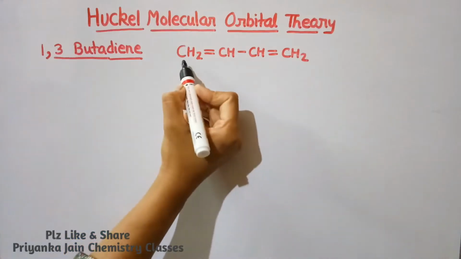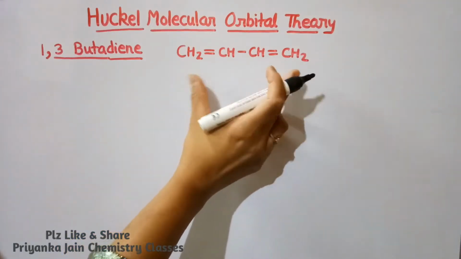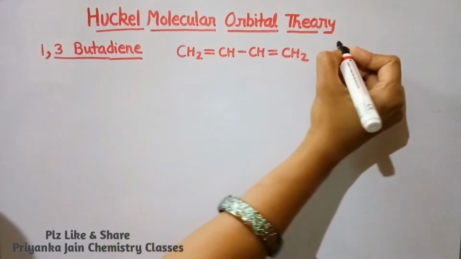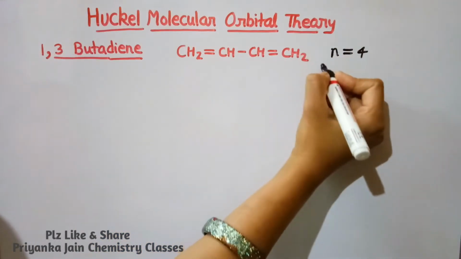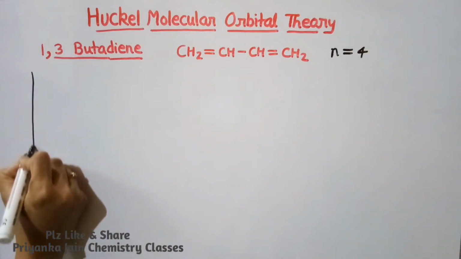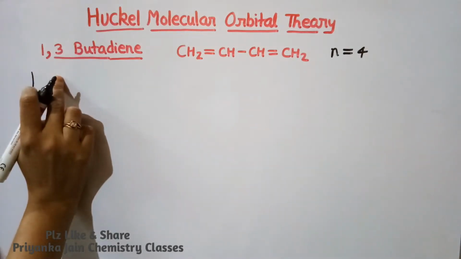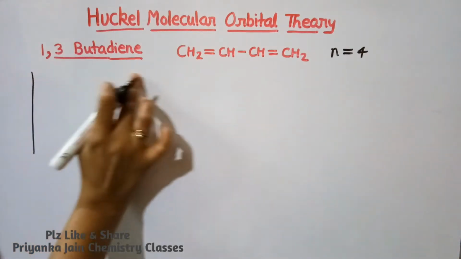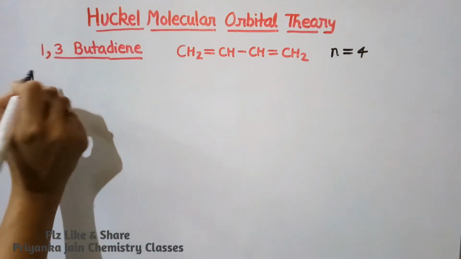We can see here there are 4 carbon atoms, 1, 2, 3 and 4. It means n will be equal to 4. So we have to make here a 4 into 4 secular determinant. And how to make it? You can make it in the detailed process. You can write here H11 minus ES11 in this way. 4 terms you have to write here and 4 terms here. Now I am giving you the short trick for how to apply this.